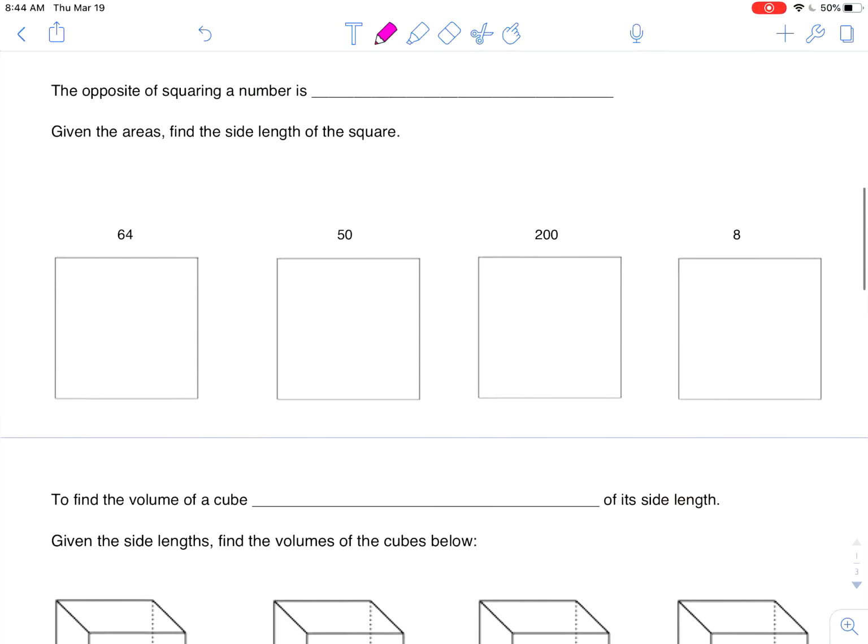All right, so again, the opposite of squaring a number. So to find the area from our side length, we squared the number. But if we're given the area and we're asked to find a side length, sorry, these are areas. Given these areas, to find the side length, we would do the opposite. The opposite of squaring a number is taking a square root.